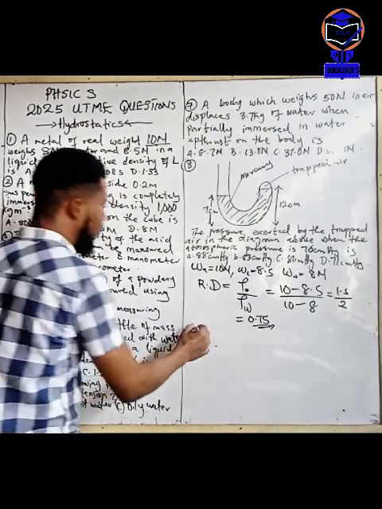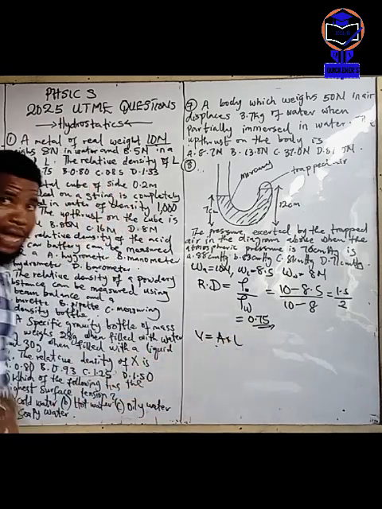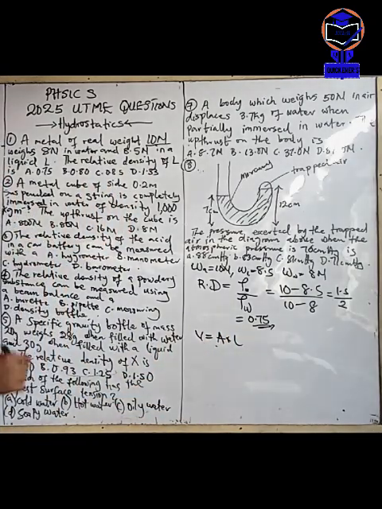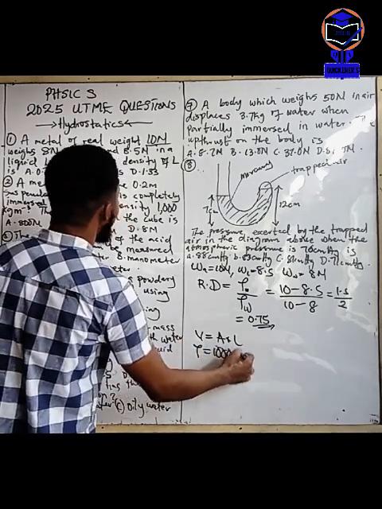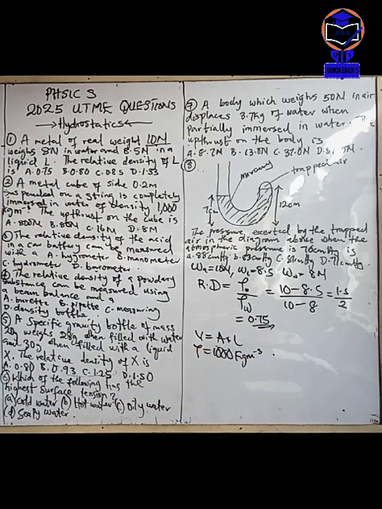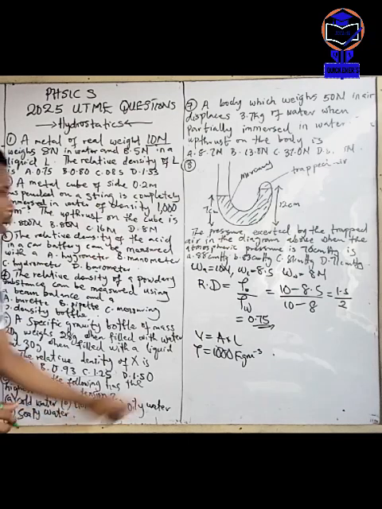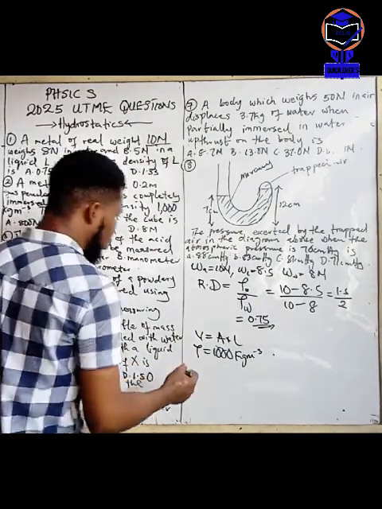So let's look at it. Volume is equal to area times length. Okay, now let's go back to the question. What was given? It gave us the density of water. The density of water is 1,000 kilograms per meter cubed. Are you with me? So can we get volume from this? Yes, we can.